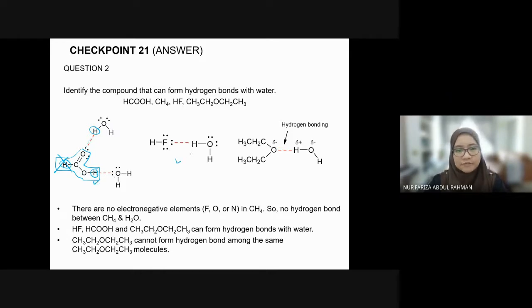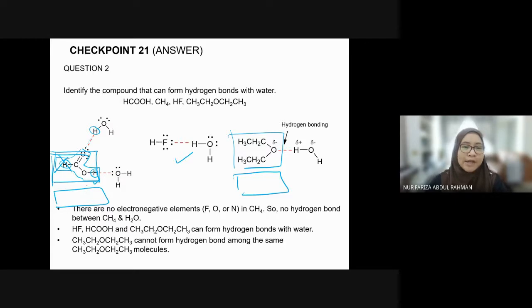So this is for HF, and this is what I mentioned to you just now, the bulky molecule. It can form hydrogen bonding with H2O. But itself, it cannot form hydrogen bonding. Imagine this one with another molecule of the same molecule, it cannot form hydrogen bonding. But this one can. This molecule and then we have another one, the same molecule, it can form hydrogen bond between the same molecule.